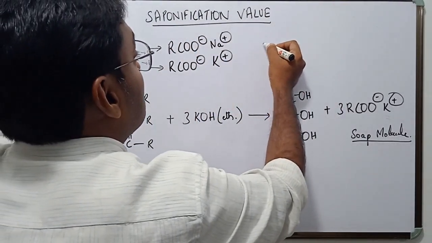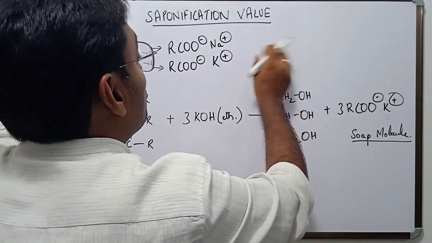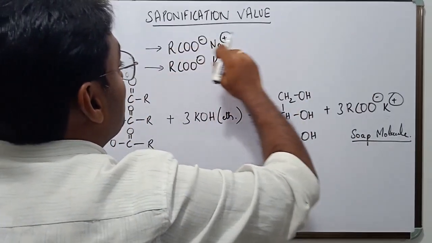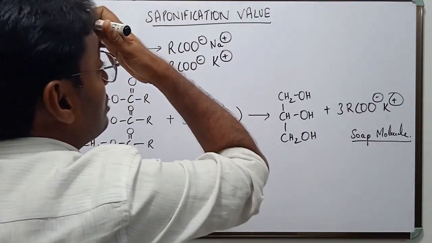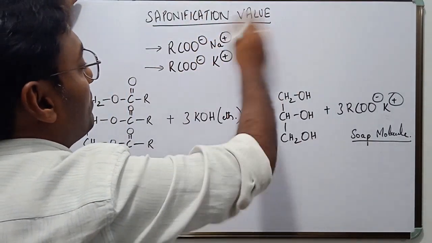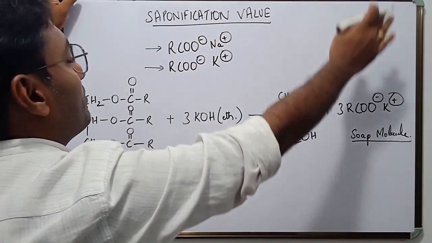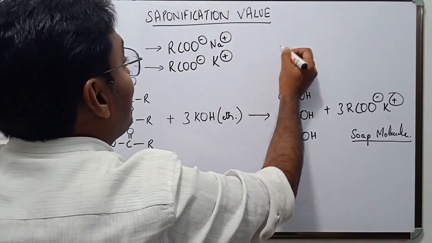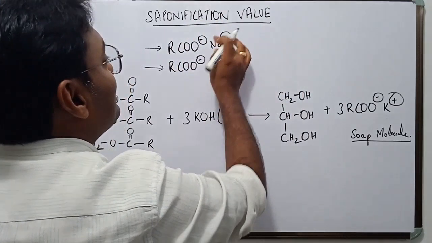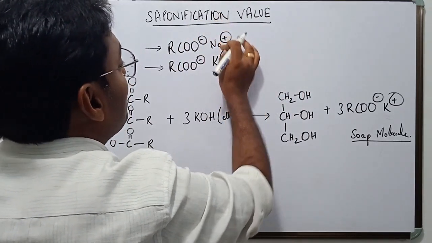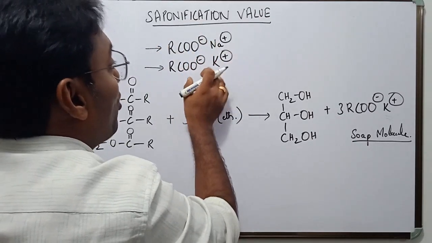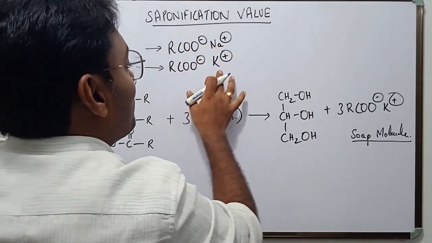So R can be C12, 12 carbon atoms, or R can be 14 carbon atoms, or 16, 18, 22, such long chain carbon atoms. I am talking about long chain carboxylic acids. So long chain carboxylic acids are called fatty acids. So what is a soap? It is a sodium or potassium salt of fatty acids or long chain carboxylic acid.